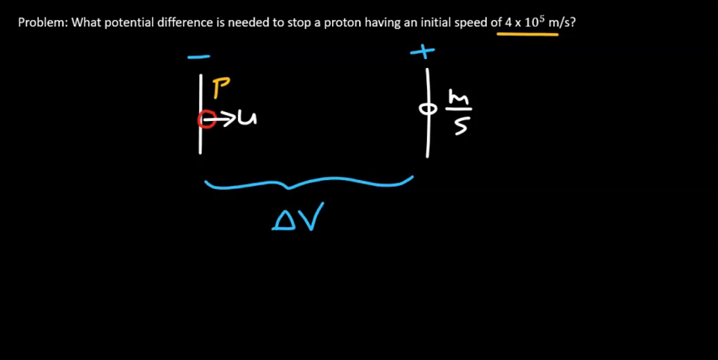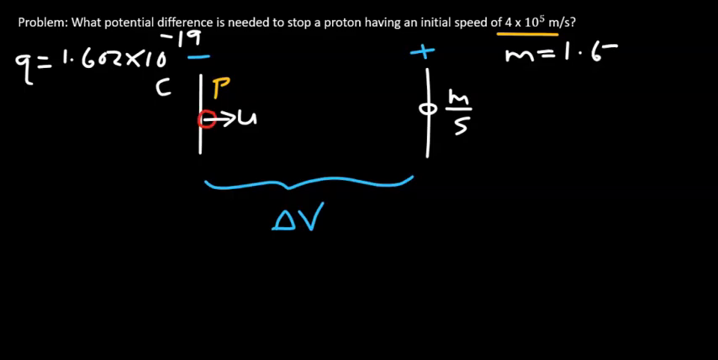Now we note the charge of the proton is given by 1.602 times 10 to the power minus 19 coulomb. The mass of the proton is taken to be 1.67 times 10 to the power minus 27 kg. So what happens is that as soon as the proton enters the region where the potential difference exists, it will be attracted by the negative potential and it will be repelled by the positive potential.